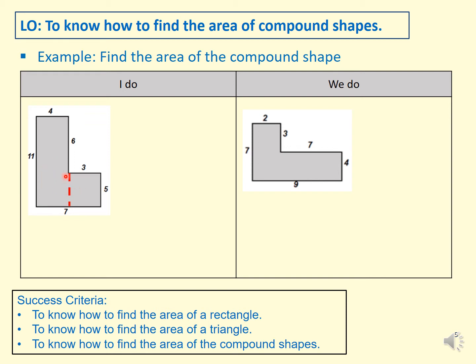Now that I've made two different rectangles, if I find the area of this bigger rectangle and the area of this smaller rectangle and add them up, I find the area of that L shape. So let's do it. For finding the area of this bigger rectangle, which two numbers do I need to times? This length in here, which is the width, and the length is 11. So if I times 11 and 4, I get 44, which is the area of this rectangle in here.